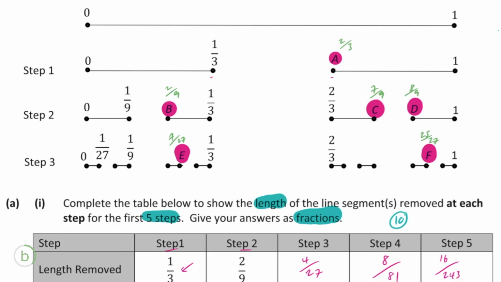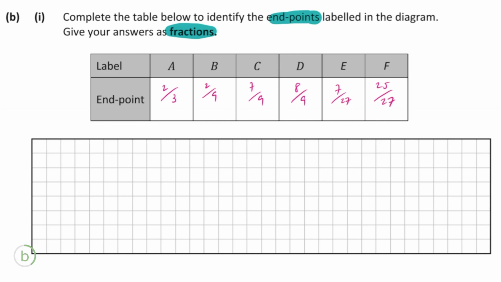Some thinking required, but there's no reason you couldn't get that out, I don't think. So all that's left to do is just put our values in on our table, which is also important to remember, and for that you're going to get 10 marks.